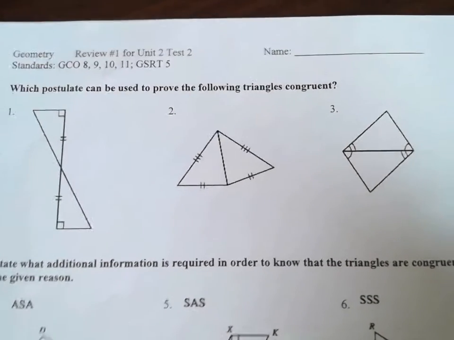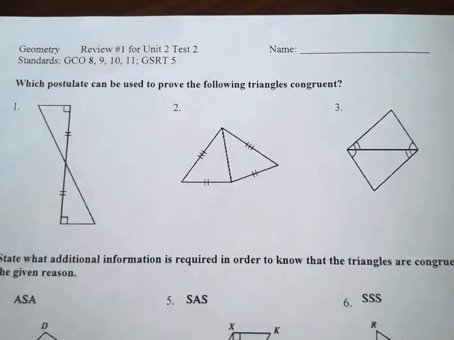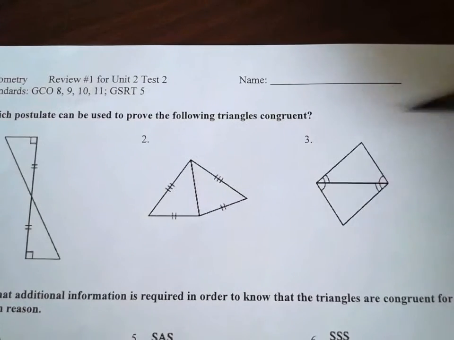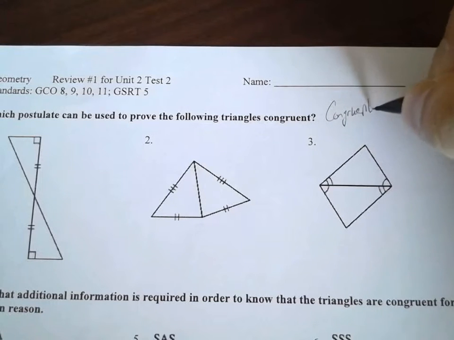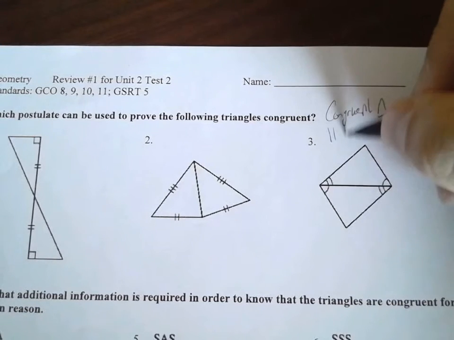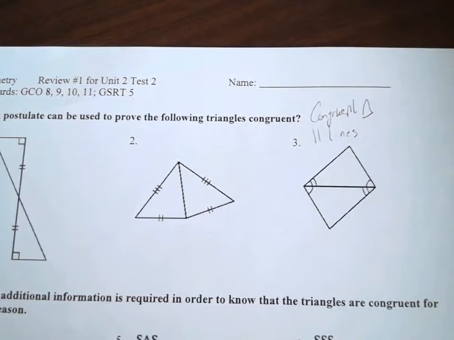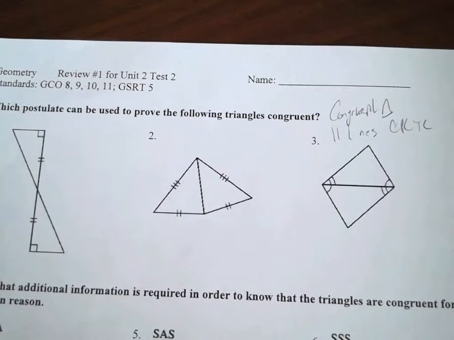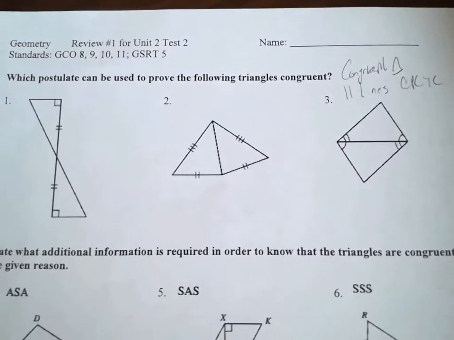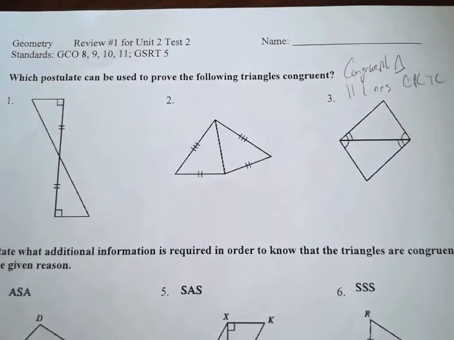Hey everyone, this is part one of your review for your Unit 2, Test 2, which covers everything from congruent triangles to parallel lines to CPCTC and your quadrilaterals. Okay, so this one's a little more based on the triangles, and we'll get into other stuff throughout the week. But look at this one.